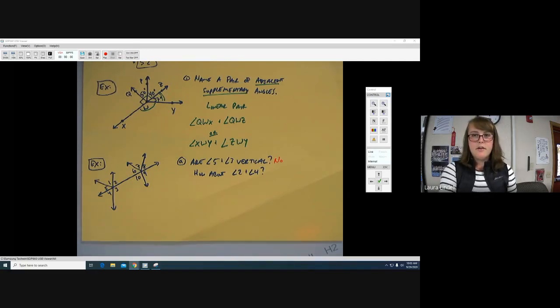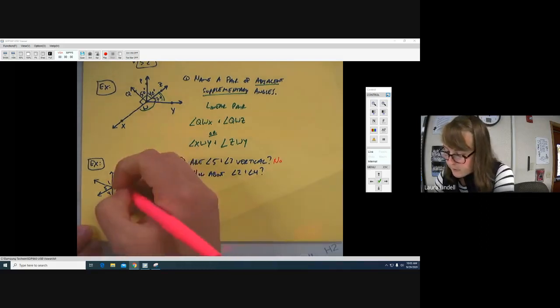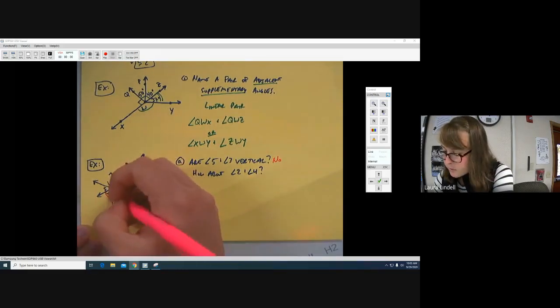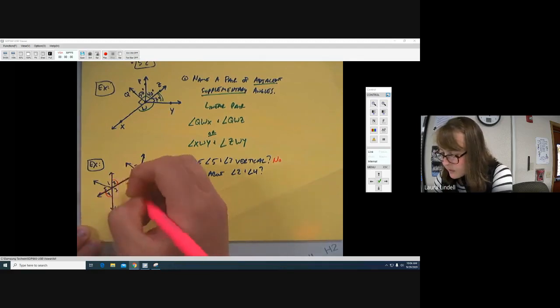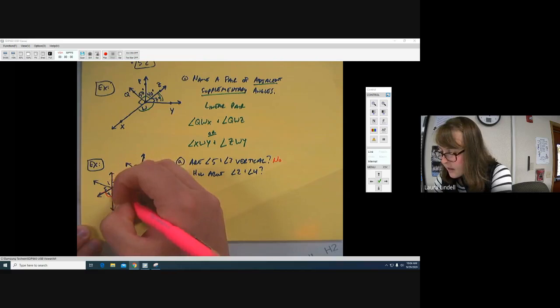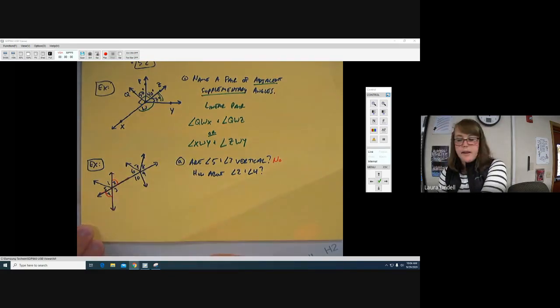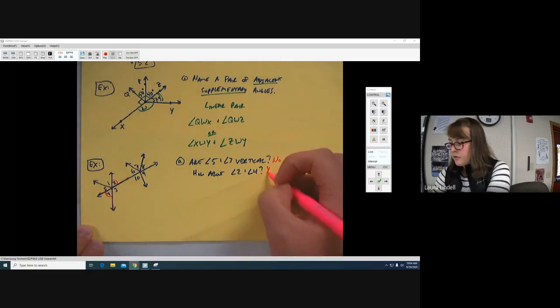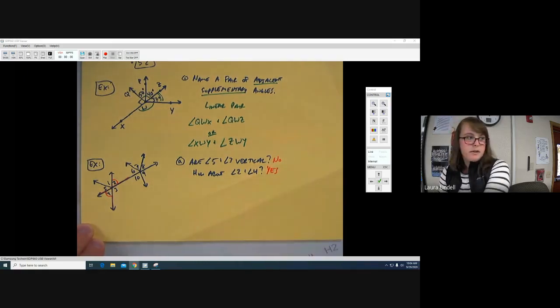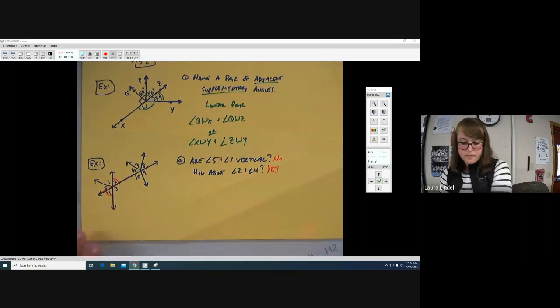All right, David and Nolan both think so. Mallory thinks so. Shai thinks so. I would agree with you guys. Yes, 2 and 4 are vertical. They're across from each other directly, and they're made by crossing lines. So if the sides of my angle come from the same lines, then they're vertical, and they're across from each other. So 2 and 4 would be a situation where, yes, they are vertical.